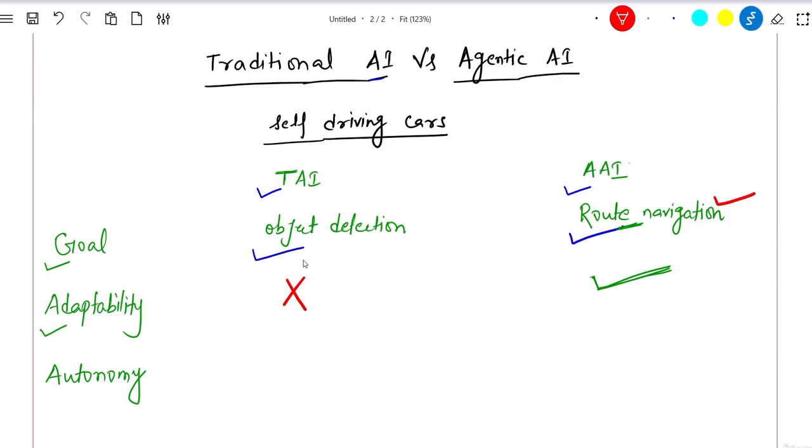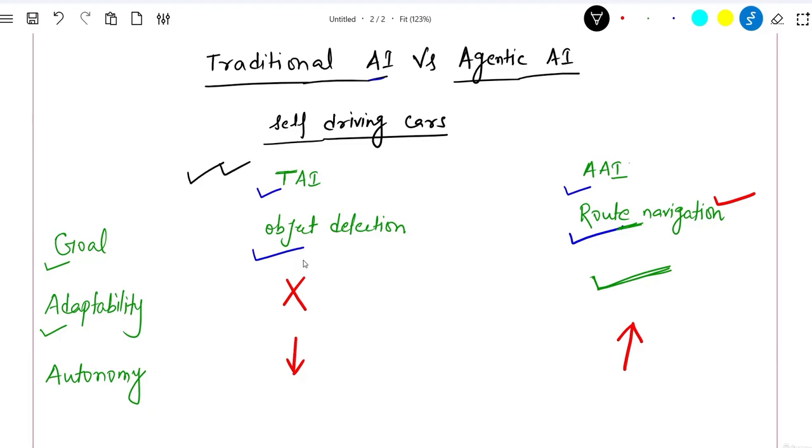So, in terms of autonomy, an agentic AI system is highly autonomous in nature. It can plan action, as we discussed in lecture 1, decide what to do and then take the next course of action. On the other hand, traditional AI systems are mostly not autonomous and need human intervention at times. So, on these three parameters, this is how agentic AI and traditional AI systems will differ.